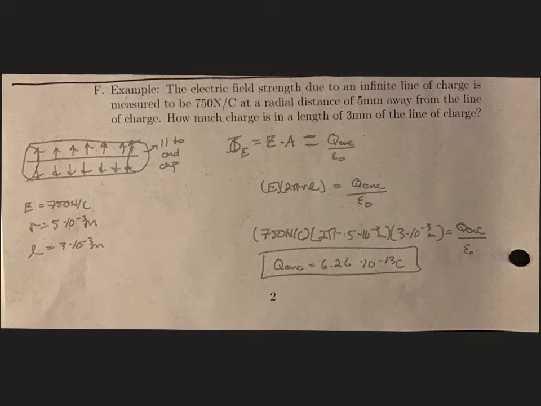So you're given r in the problem, that's your 5 millimeters, and you're given L in the problem, that's your 3 millimeters. And our goal is to find the charge enclosed, and then remember epsilon naught is the electric constant, the 8.854 times 10 to the minus 12 coulomb squared per newton meter squared. So that gives us a Q enclosed of 6.26 times 10 to the minus 13 coulombs.